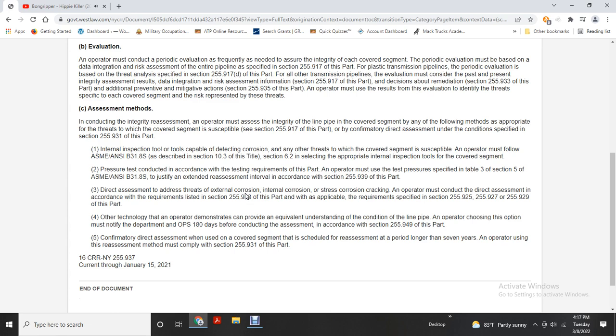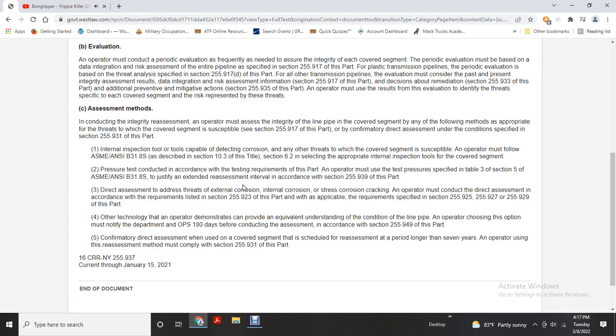Any of the following methods appropriate for the threats covered in the segment is susceptible: internal inspection of the tools or tools capable of detecting corrosion. Any other threats for the covered segment is susceptible. Operator must follow ANSI B31.8S Section 6.2, selecting appropriate internal inspection tool for the covered segment. Pressure test conducted in accordance with the testing requirements of part. Operator must use the test pressure specified in Table 3, Section 5, ASME ANSI B31.8S, to justify extending the reassessment interval in accordance with 255-939 of this part.